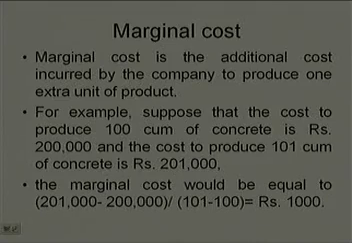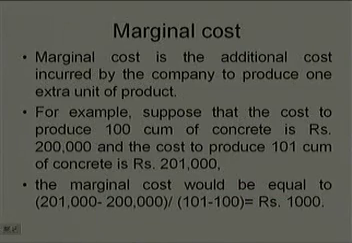So, what is the additional amount that we have to incur in order to produce one extra unit? Suppose the company is able to produce 2 units in 100 rupees and 3 units in 125 rupees. So, the marginal cost would be 25 rupees, the difference of the two. From 2, if I want to produce one more, I have to incur 25 rupees extra. That is what is called marginal cost.